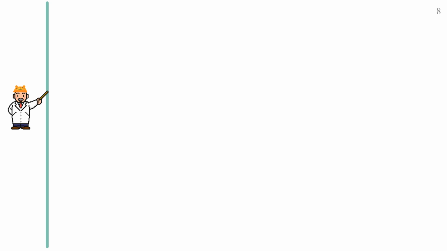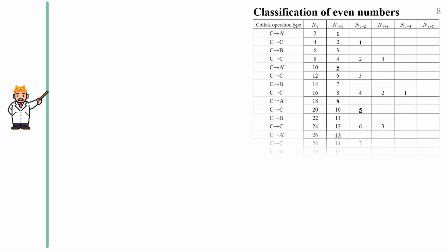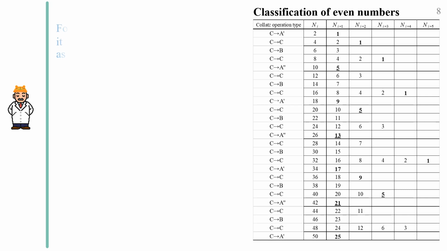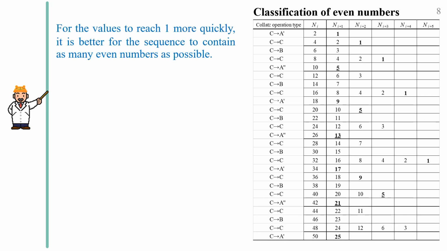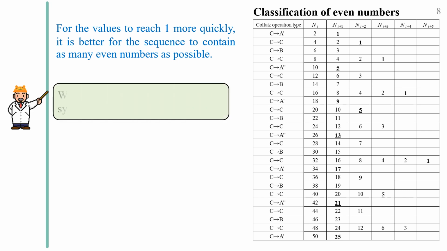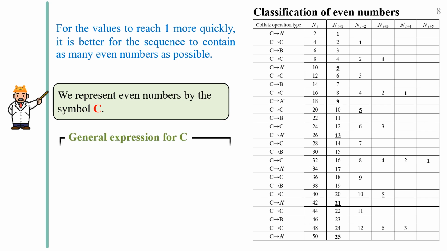Similarly, we also classify even numbers. The next table shows the even numbers from 2 to 50. For the values to reach 1 more quickly, it is better for the sequence to contain as many even numbers as possible. We represent even numbers by the symbol C. The general form of C is given as follows.